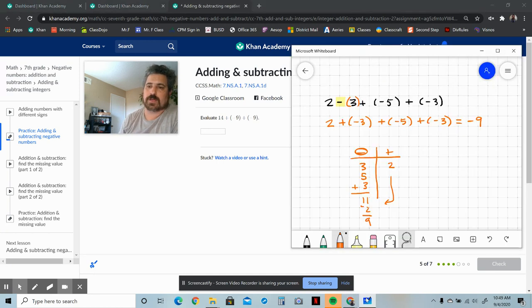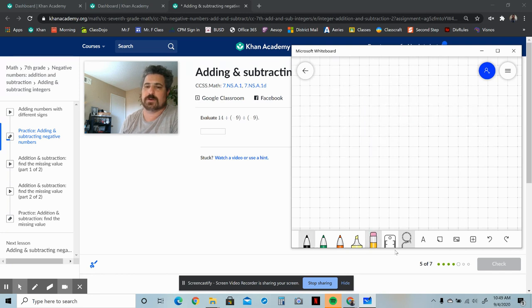It works really well. If you wanted to do a different method, you could do 2 at a time. I'll show you that on this one. So let's go through it. Delete. All right, cool. Let's get rid of all this and have a clear space to work on. So the next problem is 14 plus negative 9 plus negative 9, right?